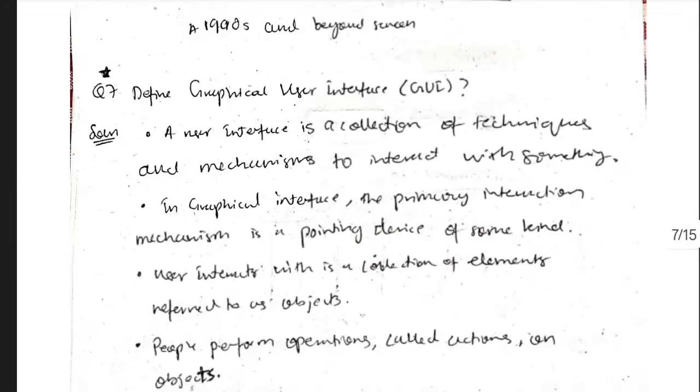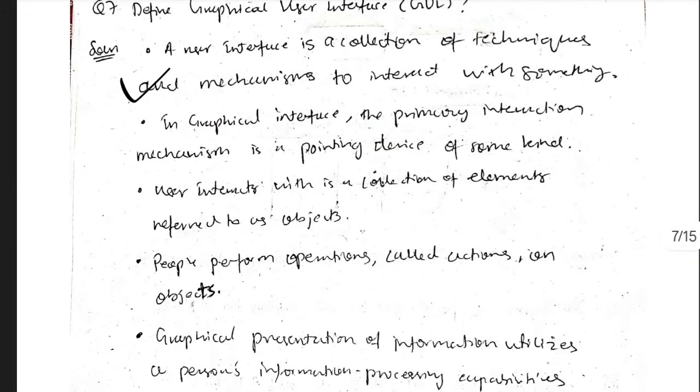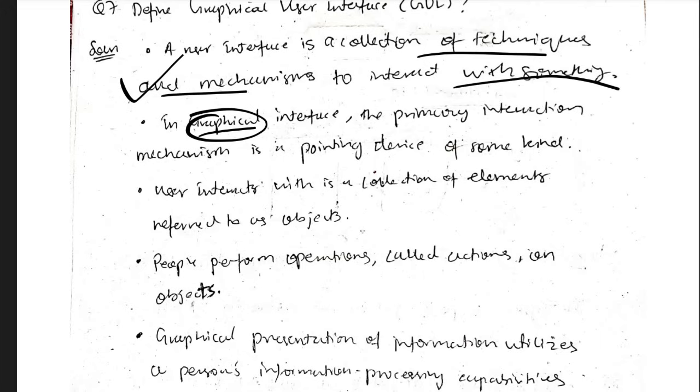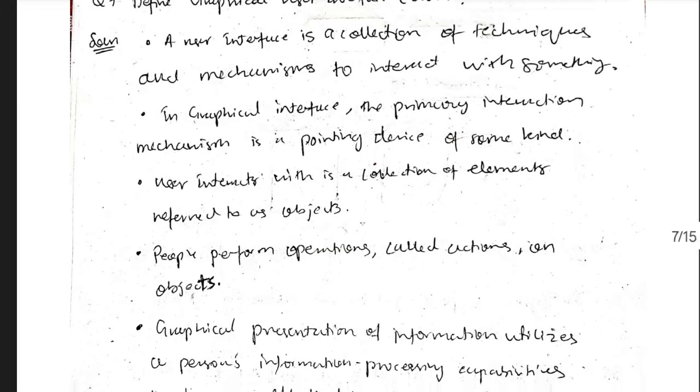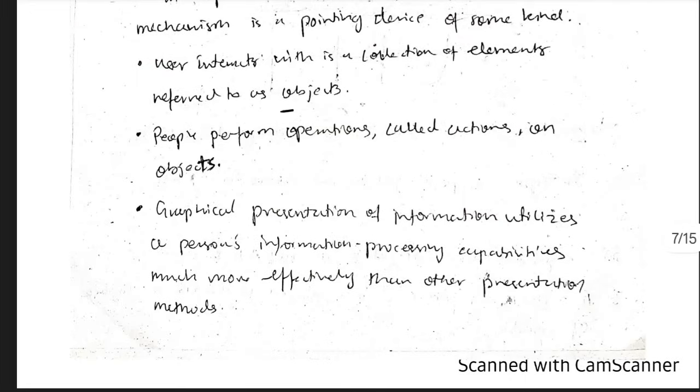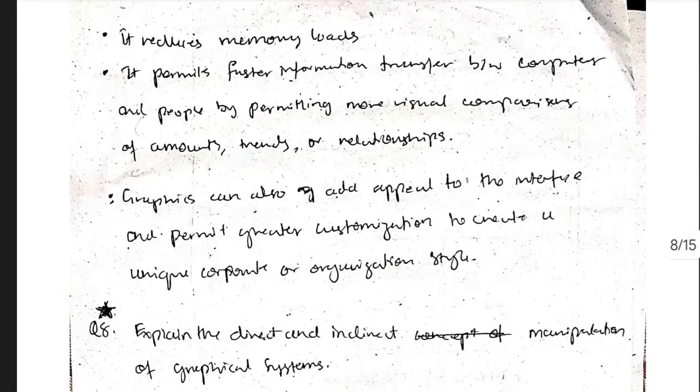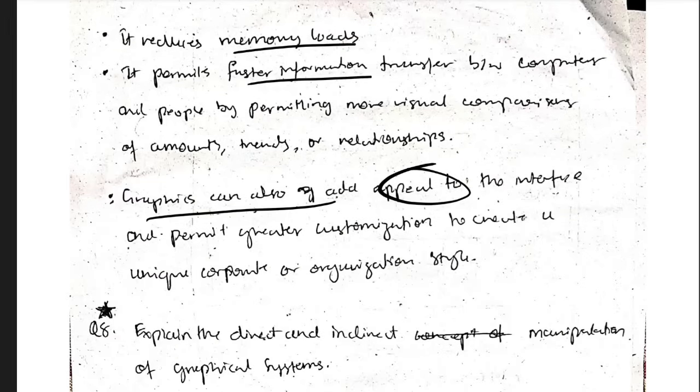So that's what you have tried about the graphical user interface. You start with what a user interface is, a technique and mechanism to interact with something. If graphics is involved, if it has buttons and icons, that is called a graphical user interface. The icons you see are objects, and whatever actions you perform upon them are called operations and actions. It utilizes the person's information processing, so whatever the person enters will be processed. It leads to less memory load and faster information processing, and it also adds beauty to the system. That was about the graphical user interface.